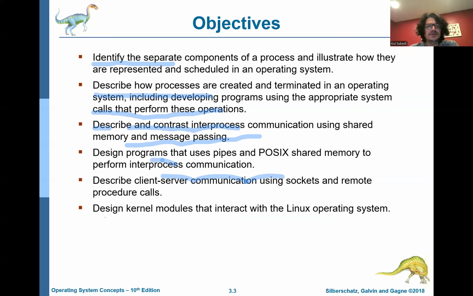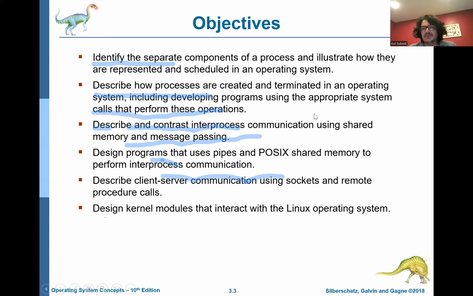The main objective will identify the components of a process. When you're talking about process, we will go into a specific process and what the components of the process are. Then how these components are represented and scheduled in an operating system. And we'll talk about how processes are created and terminated in the operating system. We'll talk about system calls, if you remember, appropriate system calls and the operation they perform.